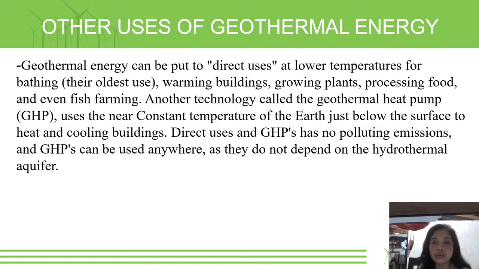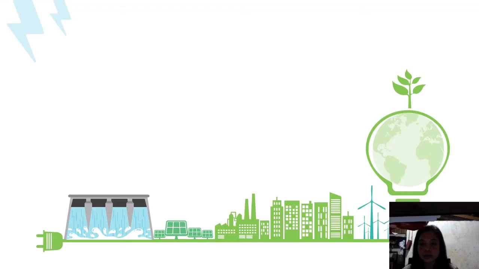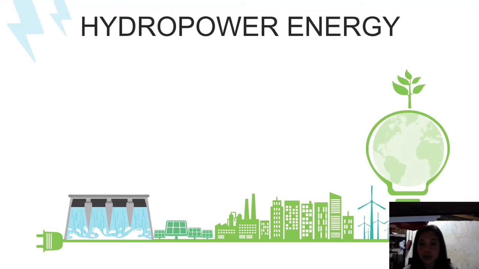So the other uses of geothermal energy: it can be put to direct uses at lower temperatures for bathing, their oldest use, warming buildings, growing plants, processing food, and even fish farming. Another technology called the geothermal heat pump, or GHP, uses the near constant temperature of the earth just below the surface to heat and cool buildings. Direct uses and GHPs have no polluting emissions, and GHPs can be used anywhere as they do not depend on the hydrothermal aquifer. Next one is hydropower energy.